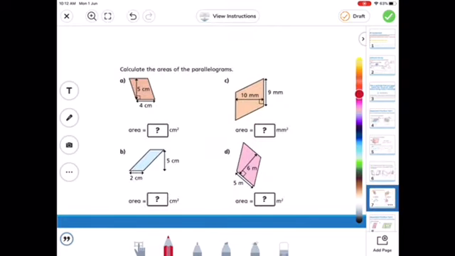Calculate the areas of the parallelograms. Okay, this should be nice and easy. So this is going to be 4 times 5, which is 20 centimeters squared. B is going to be 2 times 5, which is 10 centimeters squared. C is 10 millimeters times 9 millimeters, which is 90 millimeters squared. And D is 5 times 6, which is 30 meters squared.